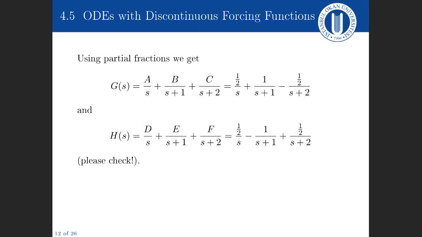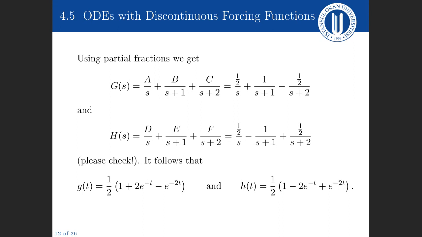Partial fractions again, I'll leave this for you to check. Capital G, I think, is a half divided by s plus 1 over s squared plus 1 minus a half s plus 2. And capital H is a half over s minus 1 over s plus 1 plus a half s plus 1. Do please check this when you have a moment because I do make mistakes on these slides. We know how to find the inverse Laplace transforms of functions like these. Again, please check that small g is a half, 1 plus 2 e to the power minus t, minus e to the power minus 2t, and small h is a half, 1 minus 2 e to the power minus t, plus e to the power minus 2t.